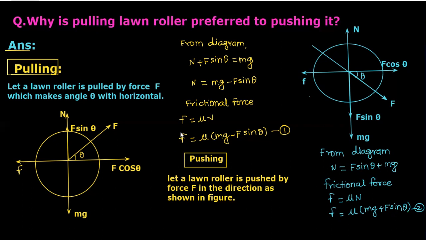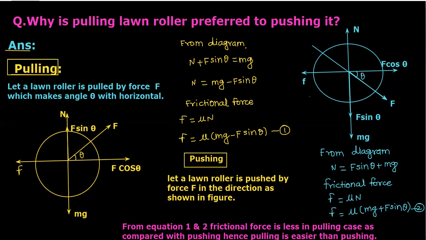Now if we compare equation 1, that is in case of pulling, and equation 2, that is in case of pushing, we can easily say that the frictional force is less in case of pulling and the frictional force is more in case of pushing. Therefore, from equations 1 and 2, the frictional force is less in the pulling case as compared with pushing, hence pulling is easier than pushing, or we can say pulling is always preferred over pushing a lawn roller.